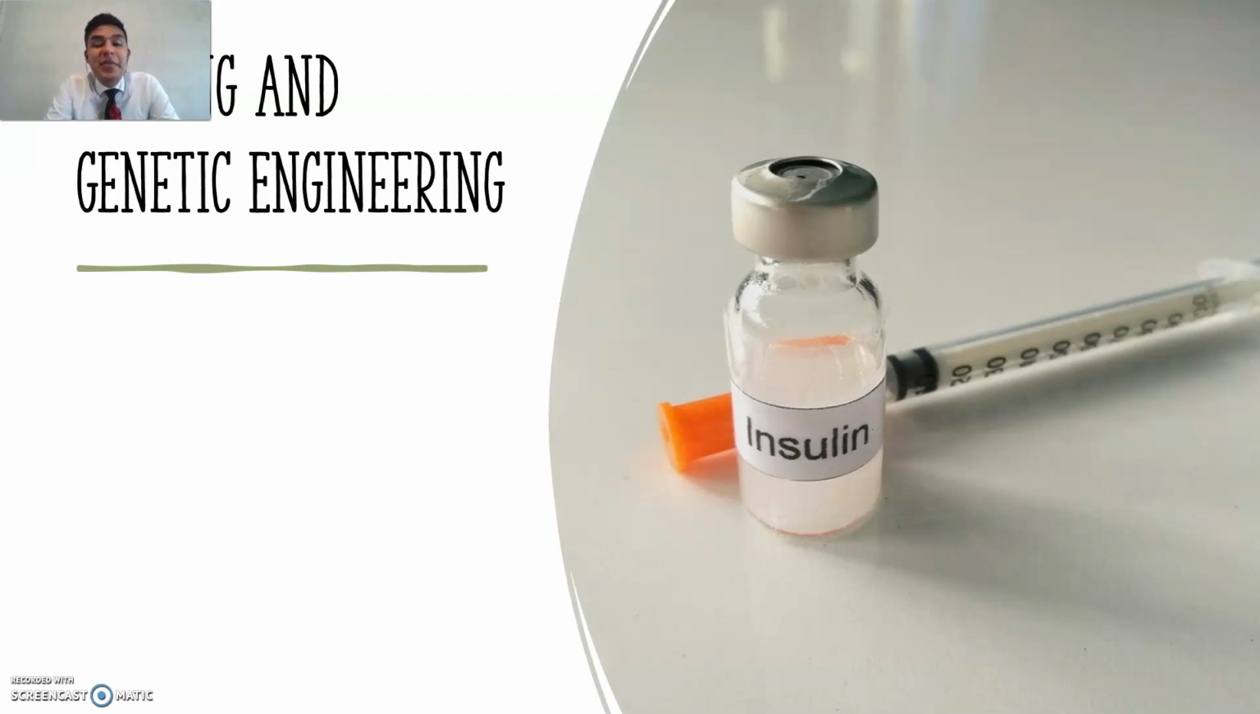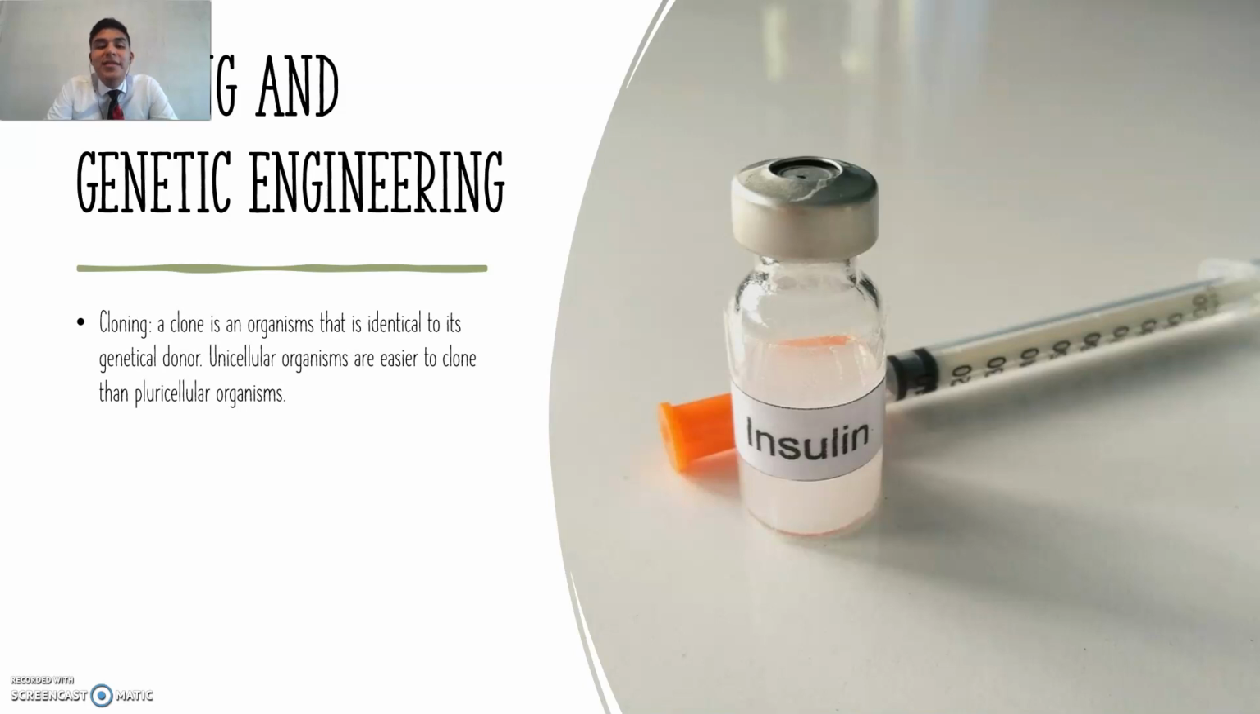All right, we have cloning and genetic engineering. This is an extremely interesting topic. Cloning is very helpful in order to create medicine such as insulin, which helps humans fight some disease. So let's go first of all with cloning. A clone is an organism that is identical to its genetic donor. And unicellular organisms are easier to clone than pluricellular organisms.